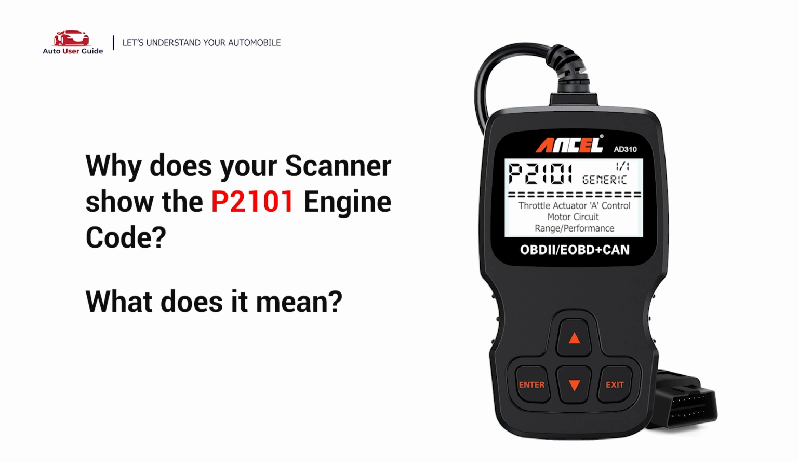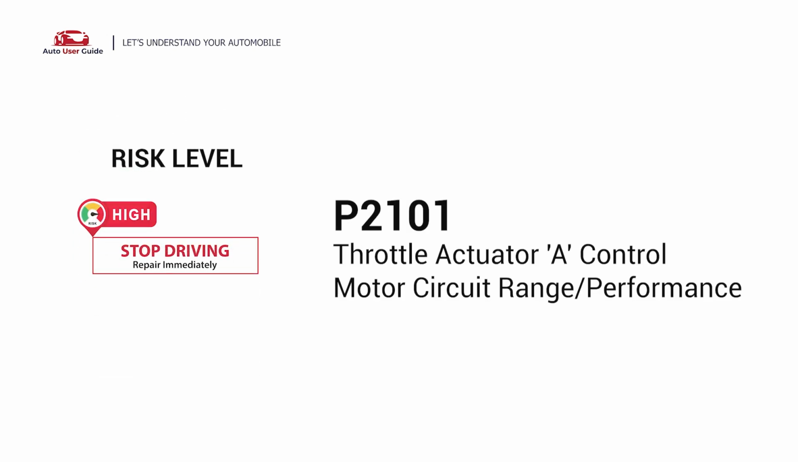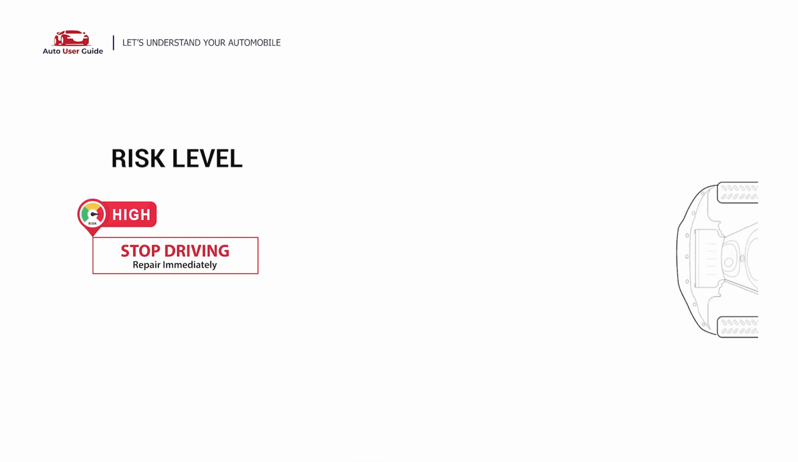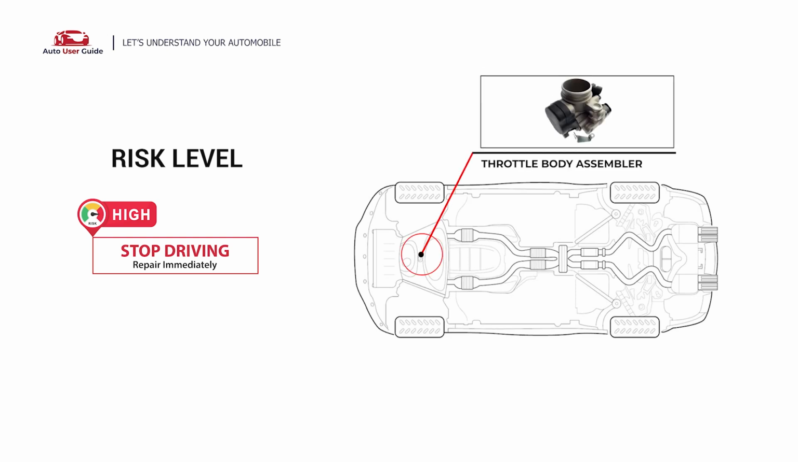Why does your scanner show the P2101 engine code, and what does it mean? P2101 stands for Throttle Actuator A Control Motor Circuit Range Performance. The P2101 code occurs when the PCM detects a mismatch between the actual and desired throttle positions.